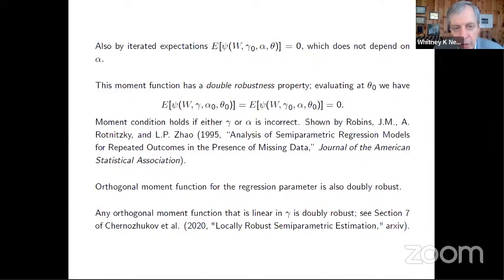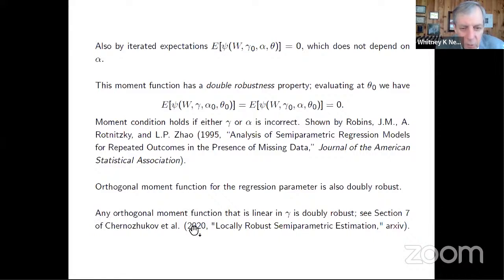This is going to lead to a doubly robust estimator of the average treatment effect, where it's consistent as long as either your gamma hat is consistent or your alpha hat is consistent. The moment condition holds if either gamma or alpha is incorrect. If one of them is incorrect, the moment condition still holds. And it's a very nice property. There have been lots of papers on double robustness since then, looking at doubly robust estimating equations. A doubly robust estimating equation is orthogonal. Obviously, if changing one of gamma or alpha doesn't affect things, that means the partial derivative with respect to gamma or alpha is zero, and that's orthogonality.